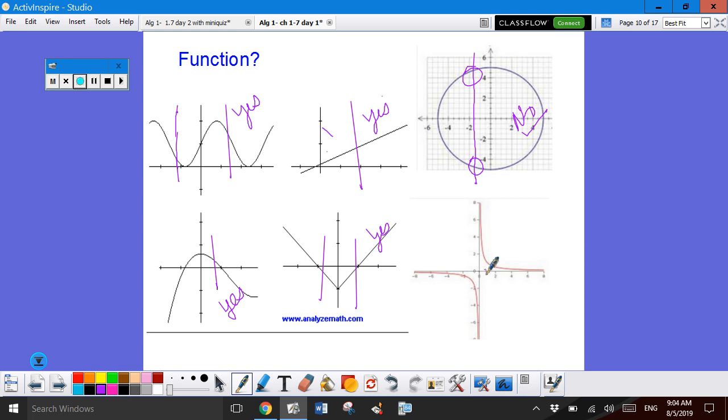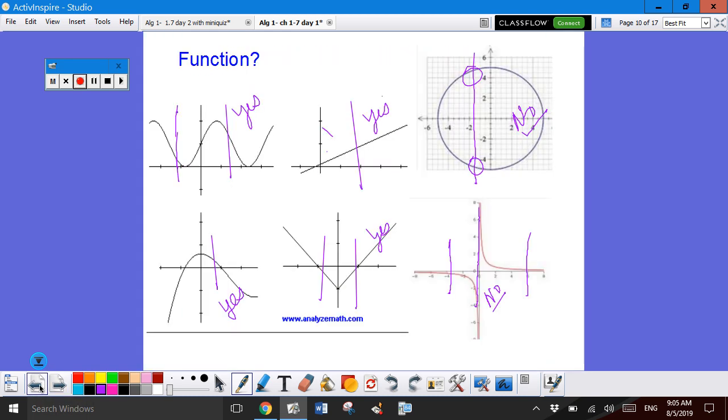Now this one is interesting because if I do it here, I'm touching once, but if I do it here, it's touching once. But if I draw it right here in the center, it's not touching anything. So I have to touch once to be a function. So that one is actually not a function because it's not touching.